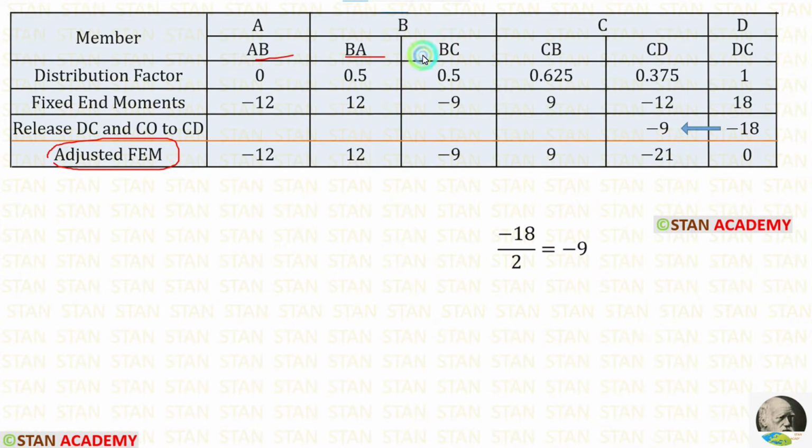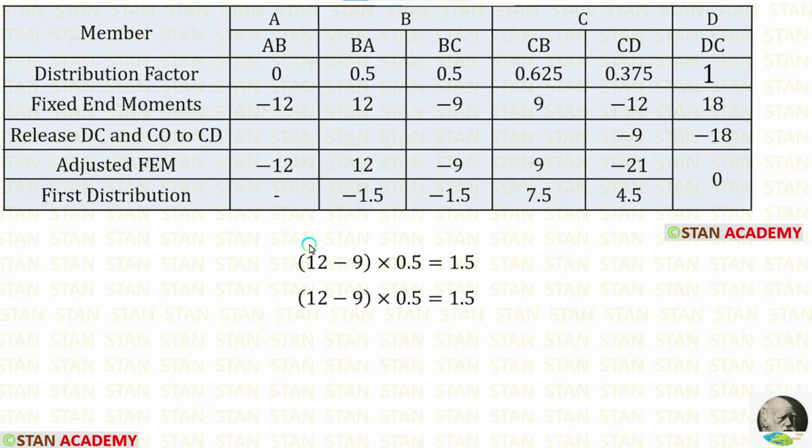Now let us calculate the adjusted fixed end moments. For AB, BA, BC and CB, there are no changes. For CD, we have to add these two values. After adding, we are getting minus 21. Now let us make the first distribution. The distribution can be done only on the joints. In this problem, we are having two joints, joint B and joint C.